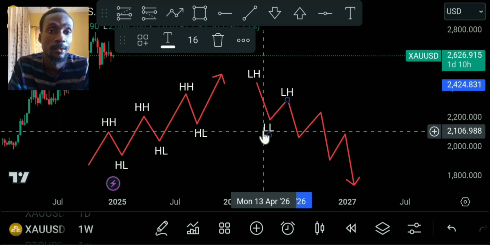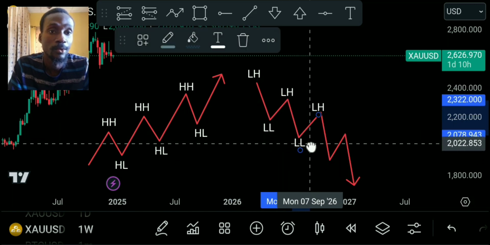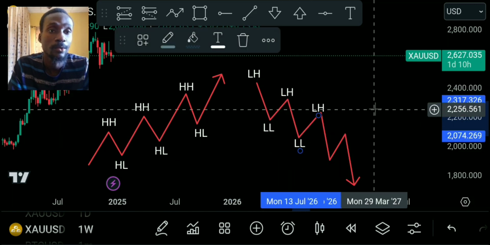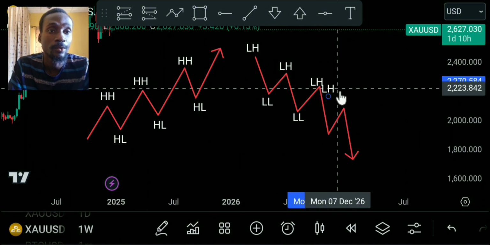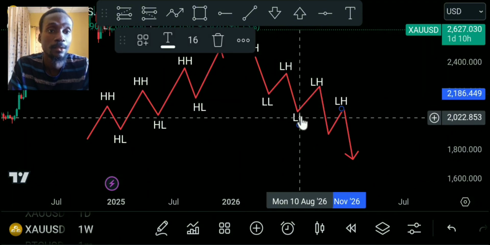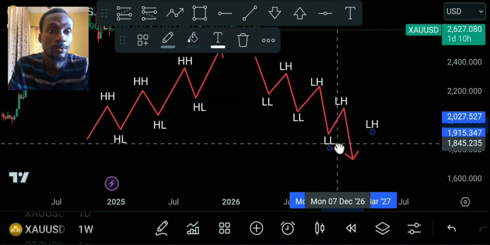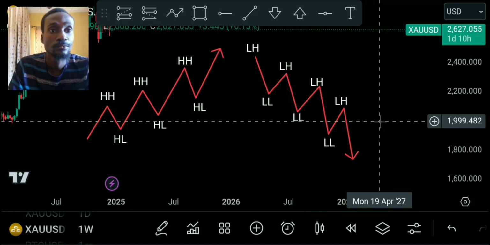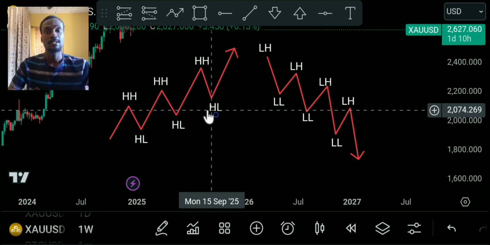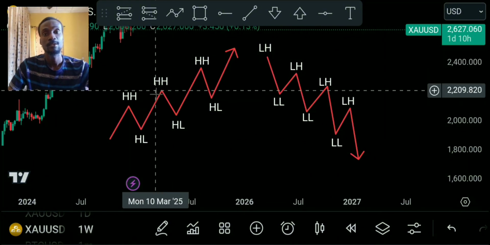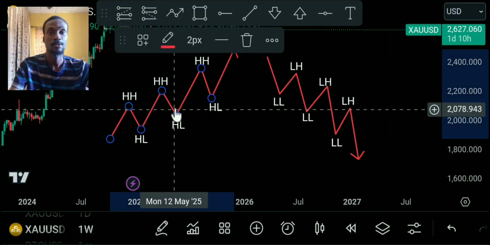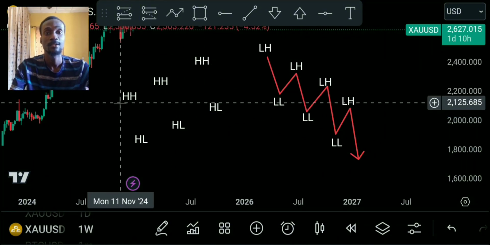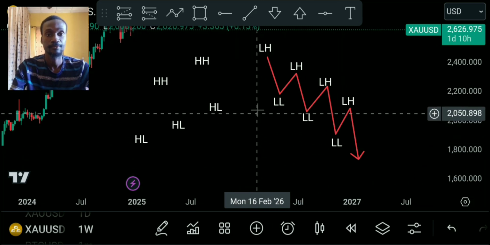Now lower high, lower low, lower high, lower low. Alright, so guys, this is an uptrend, this is a downtrend, and that's a trend. Let's go back to the chart.